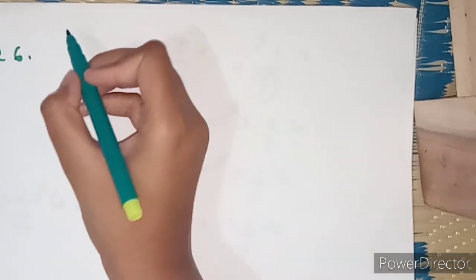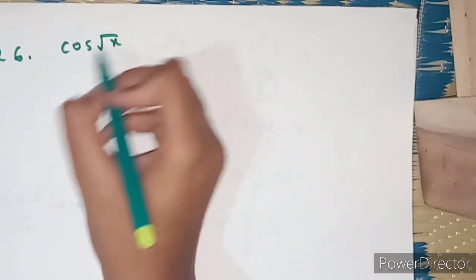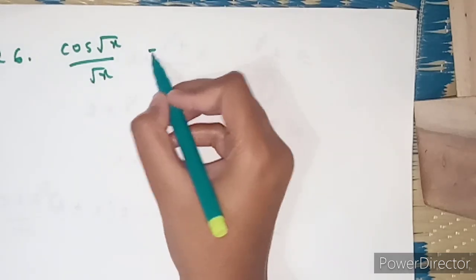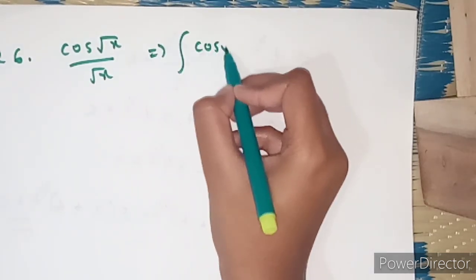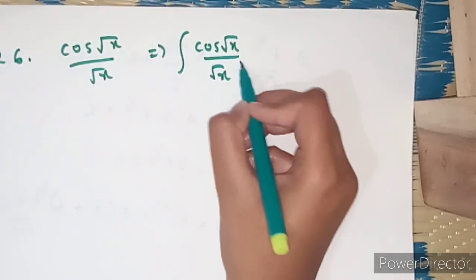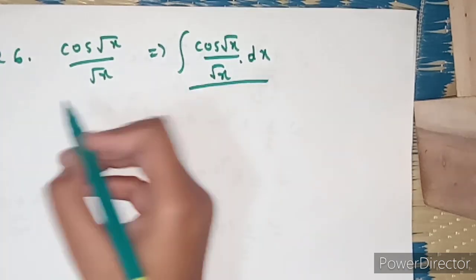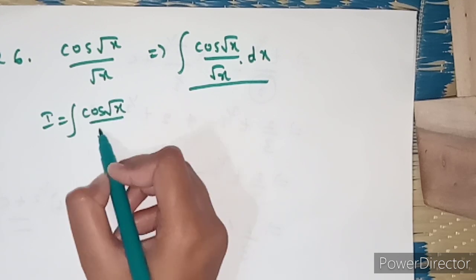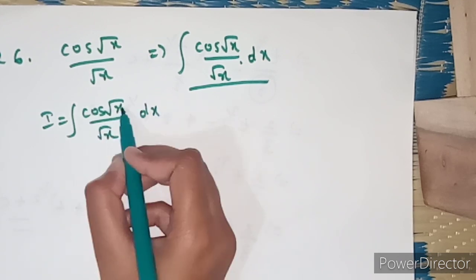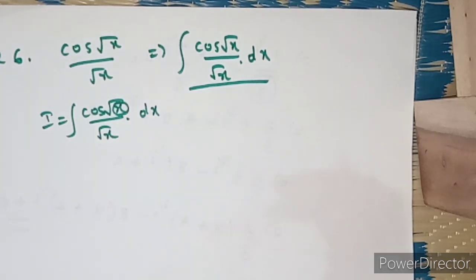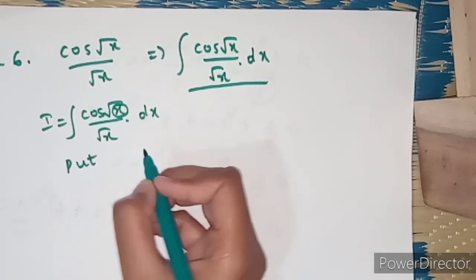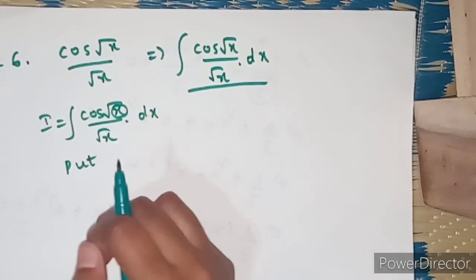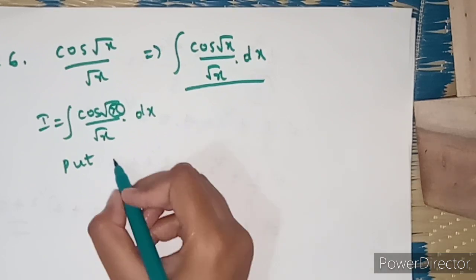So let's move on to the 26th question. Cos root x upon root x, okay. First take the integral of cos root x upon root x into dx. Let us take this integral as I is equal to integral of cos root x upon root x into dx. So take root x as t. So root x is equal to t.